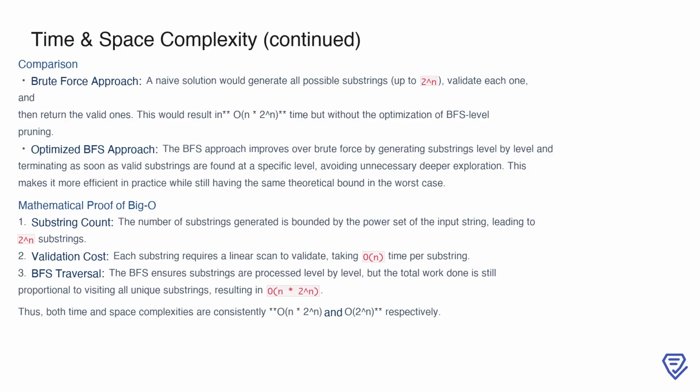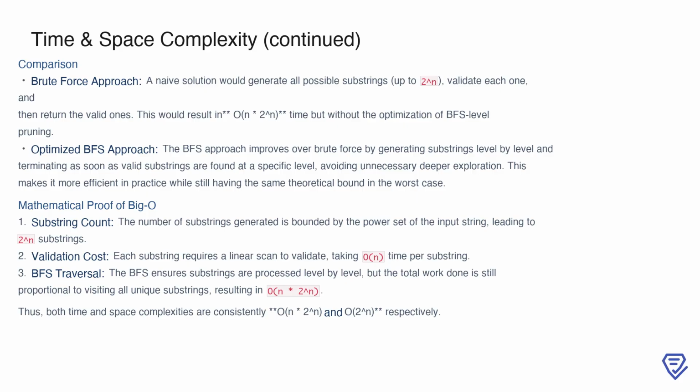To mathematically confirm the big O complexity, we note that the number of substrings generated is bounded by the power set of the input string, which is 2 to the power of n. Each substring undergoes a linear validation process, costing n per substring. Finally, the BFS traversal processes all unique substrings, ensuring the total work remains proportional to n*2 to the power of n. Thus, both time and space complexities are consistently n*2 to the power of n and 2 to the power of n, respectively.